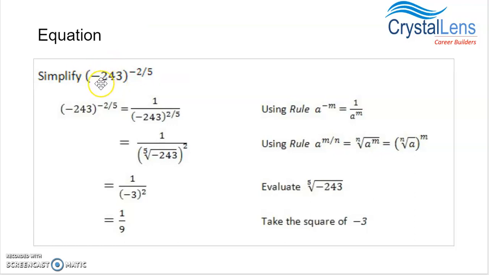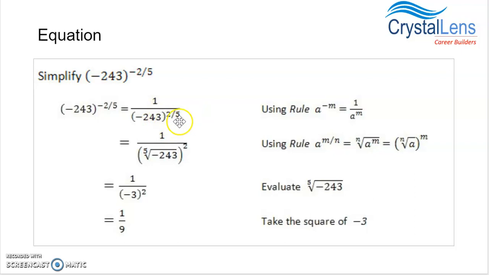This says simplify minus 243 raised to power minus 2 over 5. Now, using the rule that applies when you have a negative index, remember, you say 1 over the number. This number is minus 243. So you're going to say 1 over minus 243. Do not forget to add the power. The power here is 2 over 5. So you have 1 over minus 243 raised to the power of 2 over 5, right?